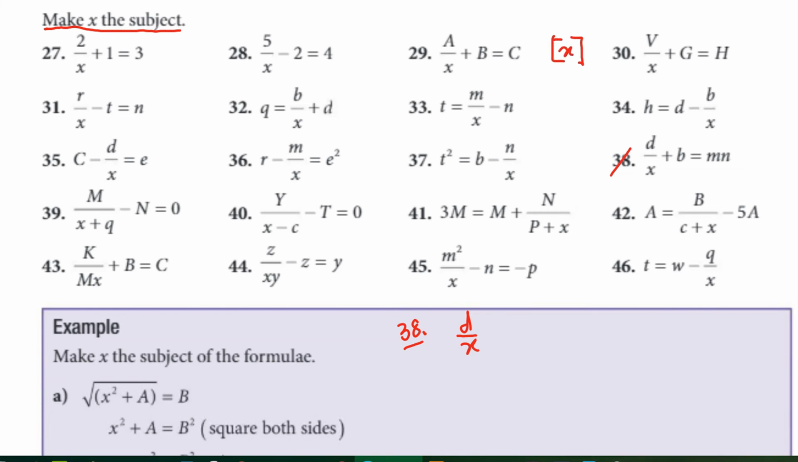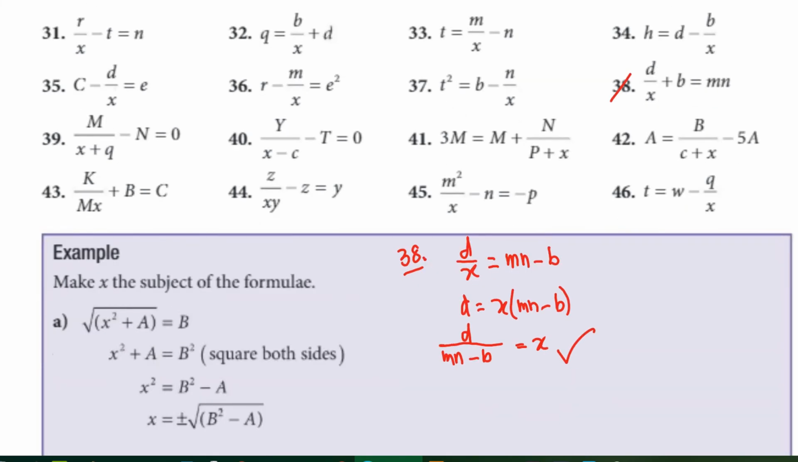So d by x is one term, then you can write it mn minus b on the right side. Take b on the right side. Now cross multiplication, d equals x into mn minus b. So now we can write x as the subject by writing d divided by mn minus b. We can make x the subject. So this is our expression to make x the subject.